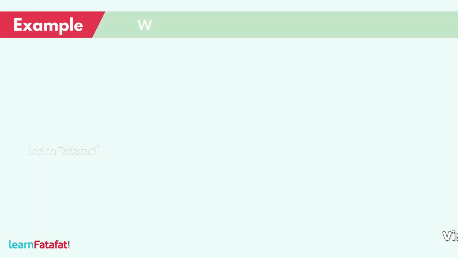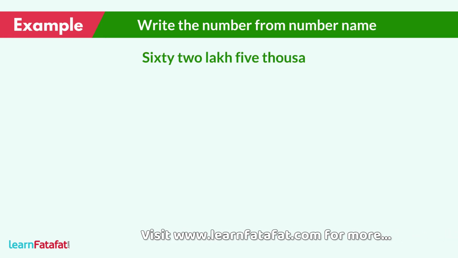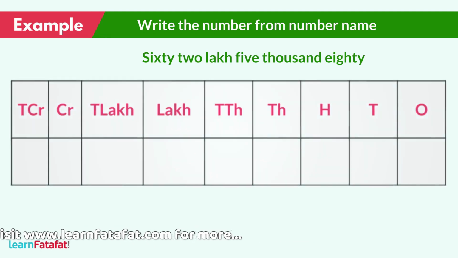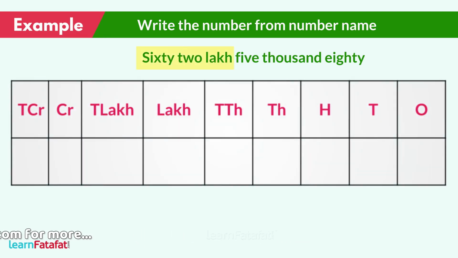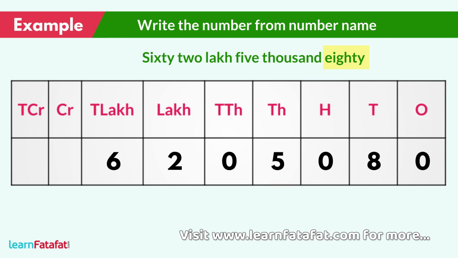Example. Write the number from the number name. 62,05,080. The number has 62 lakh. So the 10 lakhs digit is 6 and the lakhs digit is 2. The number has 5,000. So the digit at thousands place is 5 and the digit at 10,000s place is 0. The number has 80. So the hundreds digit is 0, the tens digit is 8 and the ones digit is 0.